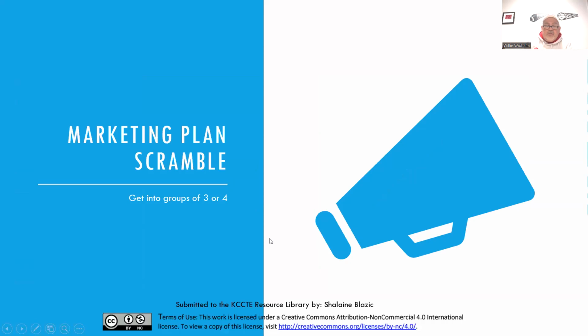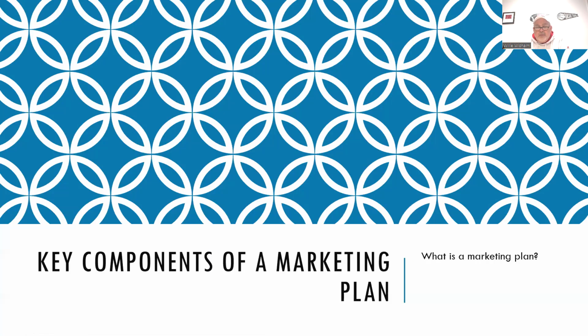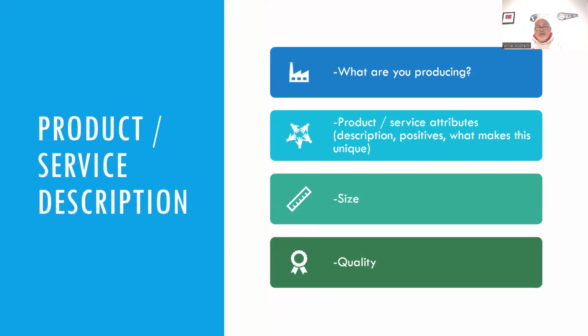All right, now that we're done with the marketing plan scramble and have discussed it a little bit, we're going to talk about the key components of a marketing plan, and you can adjust your words in order as they come up on this presentation here. Okay, what is a marketing plan? A marketing plan is a plan to help you promote and sell a product or a service.